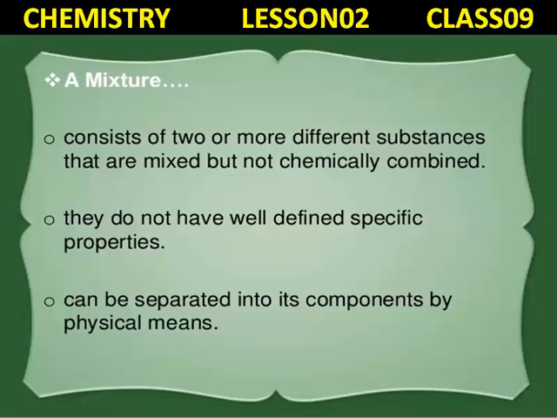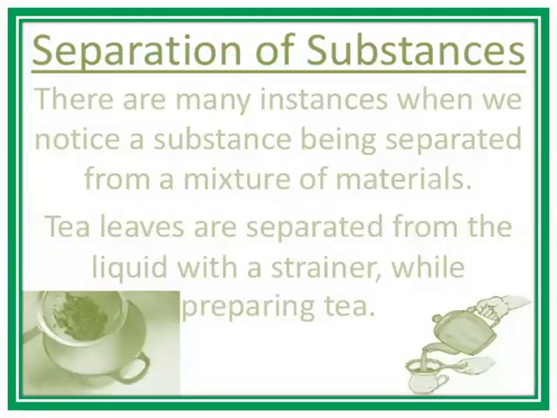In the last class, we started with the study of mixtures. A mixture consists of two or more different substances that are mixed but not chemically combined. They do not have well defined specific properties and can be separated into their components by physical means. There are many instances when we notice a substance being separated from a mixture of materials. For example, in our daily life, we separate tea leaves from the liquid tea with the help of a strainer while preparing it.